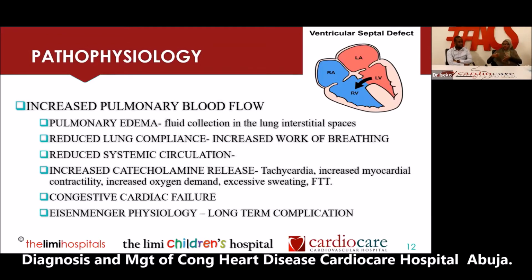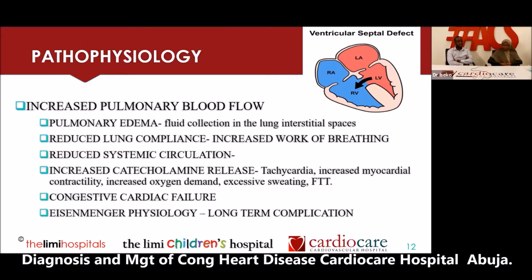Then, because part of the systemic circulation has shunted to the pulmonary circulation, there's reduced systemic circulation, and this would also worsen the tissue hypoxia that this child would have. And as such, as a response, there's increased release of catecholamines.